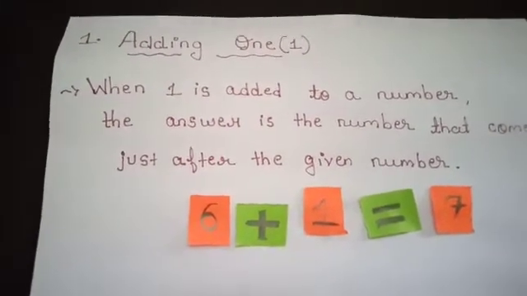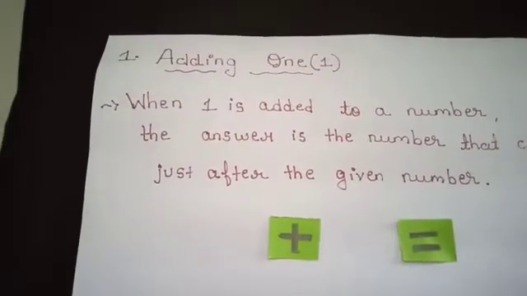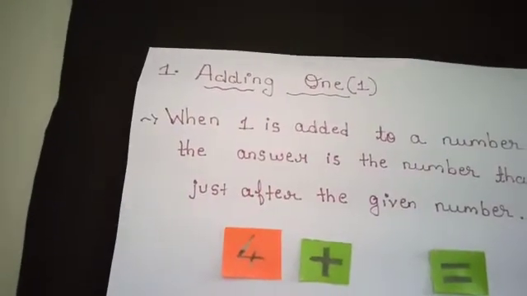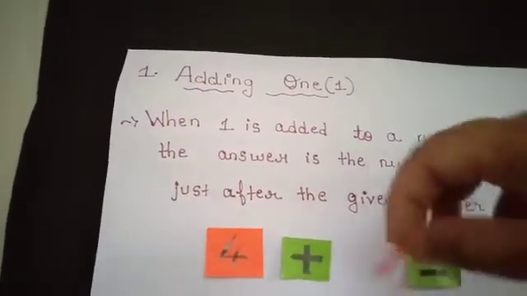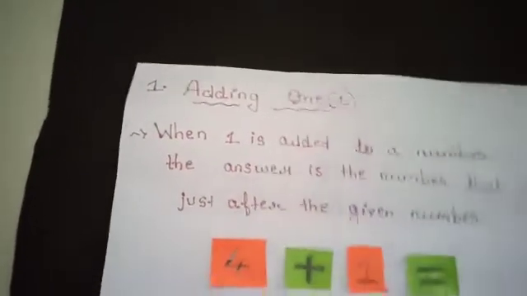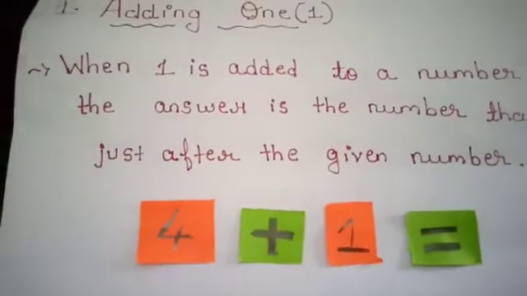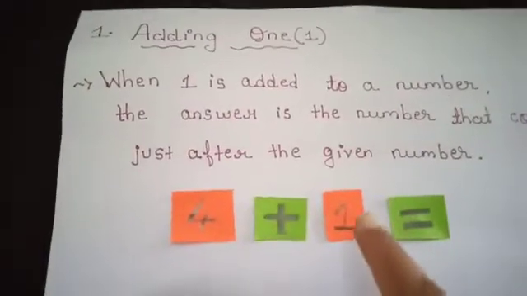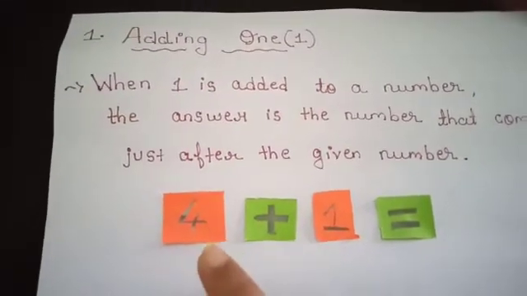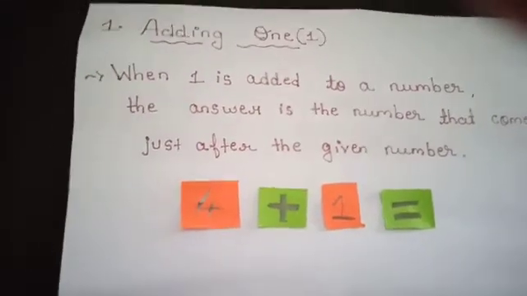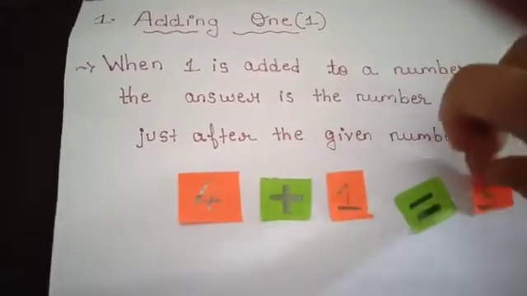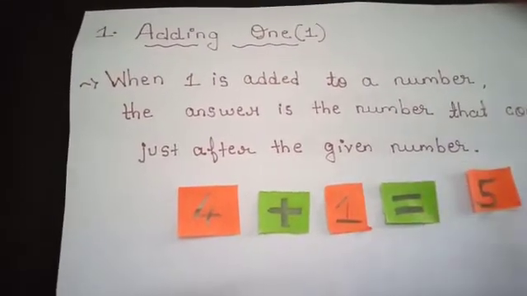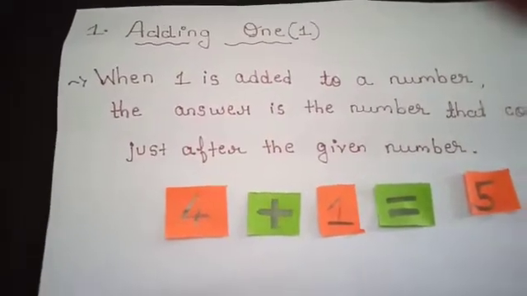Let us see another example. Now my number is 4 and obviously my addend will be 1. 4 will be my origin and 1 will be my addend. So, if we add 1 to 4, what comes just after 4? Very good, children. 5. So, 4 plus 1 is equal to 5. Understood?